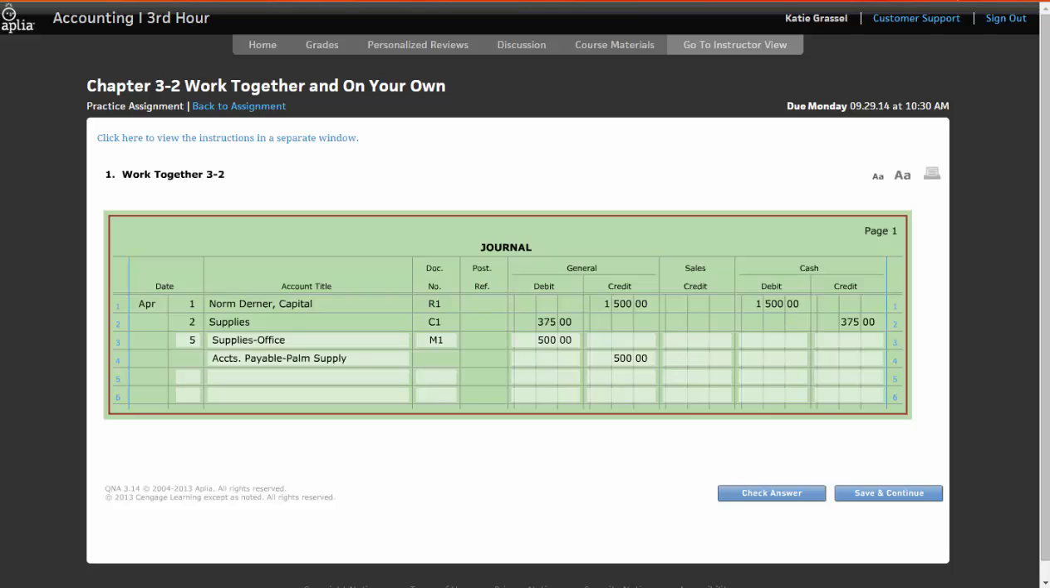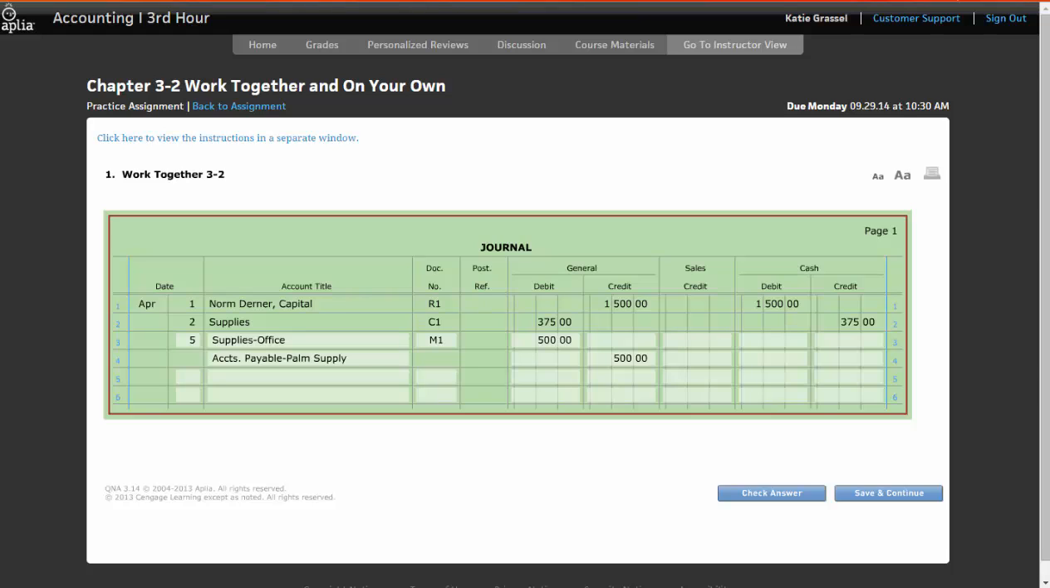So the next transaction is April 7th. Paid cash for insurance, $300. Cody, what two accounts are being affected? Do we have any special columns that are being affected? I'm sorry, I just didn't hear your response. We don't have any special columns that are being affected? Okay, what is a special column, Cody? That's what I was talking about at the beginning of the hour.